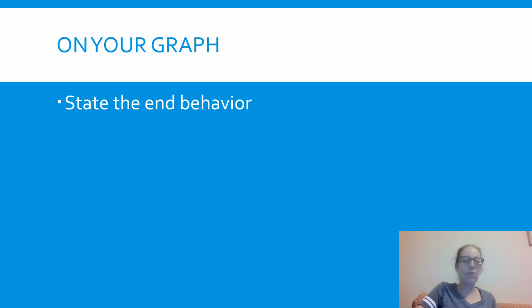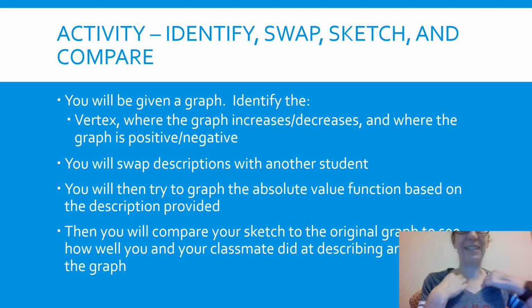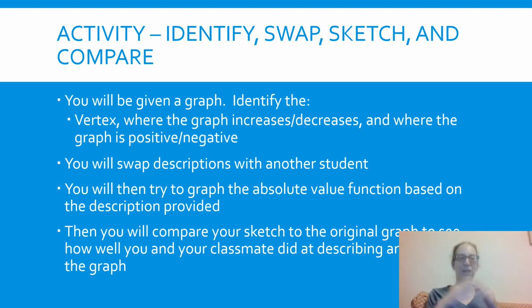Okay, so what do we have left? We are going to try to do an activity in class, at least at the time of this recording. Now, if we lose a lot of instructional time or something, we might not be able to do it. But here's the activity: identify, swap, sketch, and compare. So what I want to do with this activity is give you practice identifying the characteristics of the absolute value and also getting that second success criteria in, where you can sketch a graph based off of the criteria. So you will be given a graph.